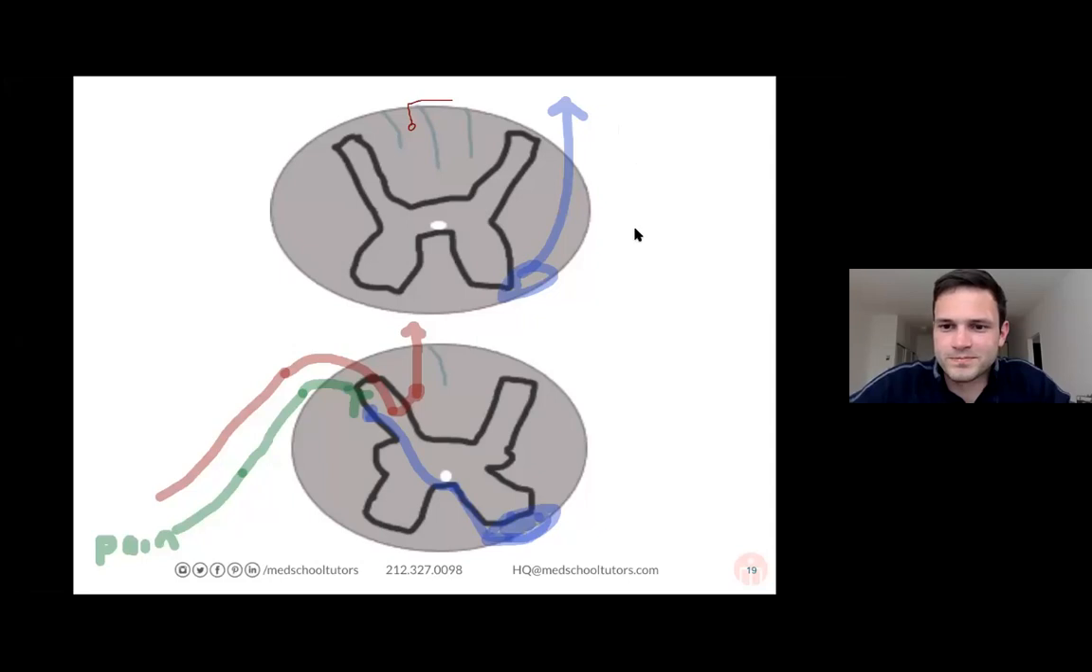Okay. Dorsal vibration proprioception ascends before it decussates. Great. Spinothalamic pain and temperature decussates and then ascends. Totally. Absolutely.